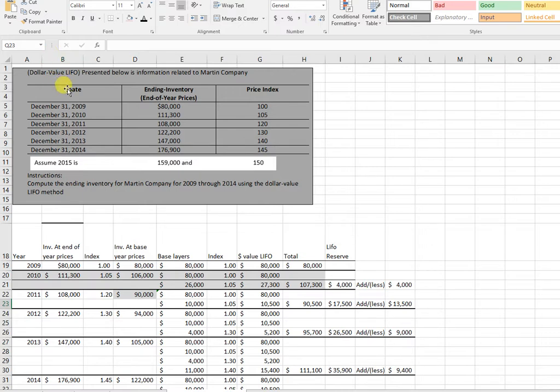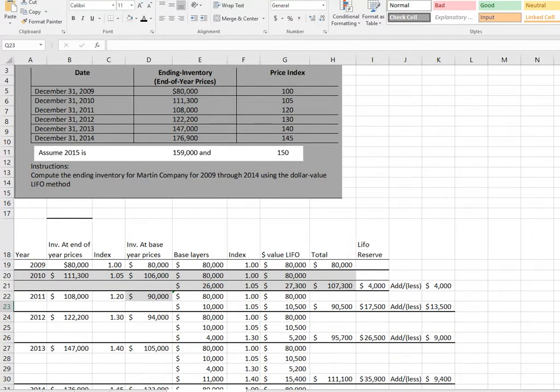Okay, here's another dollar value LIFO problem. So again, print this problem out with a screenshot of this. Take a photo of it with your phone, write down these numbers, or look in your handout. I would encourage you to try this on your own and see if you get it. I've added a year for 2015 just to talk about liquidation of a LIFO layer.